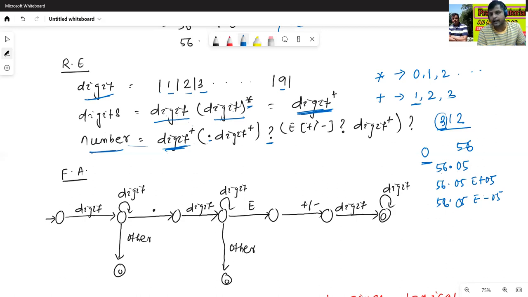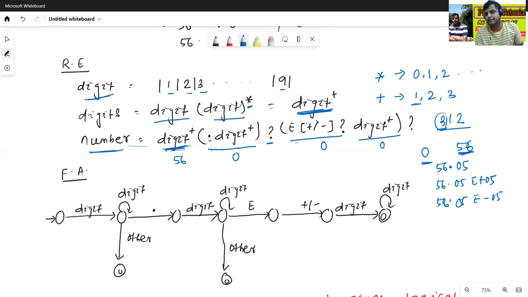Suppose I want to create 56. If I take zero occurrence, how to create 56? Digit plus gives us the 56. So I have to take zero occurrence of this one and zero occurrence of this one. Then we can get 56 from digit plus.